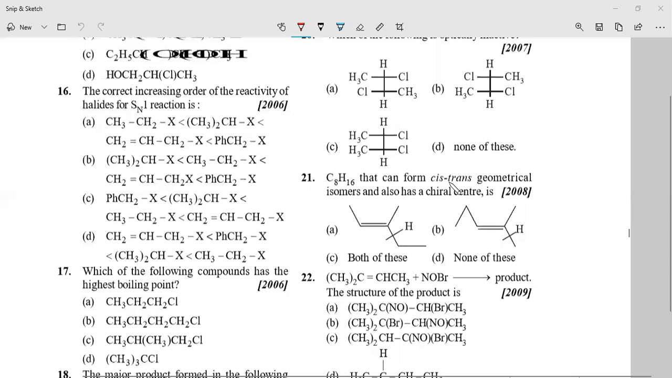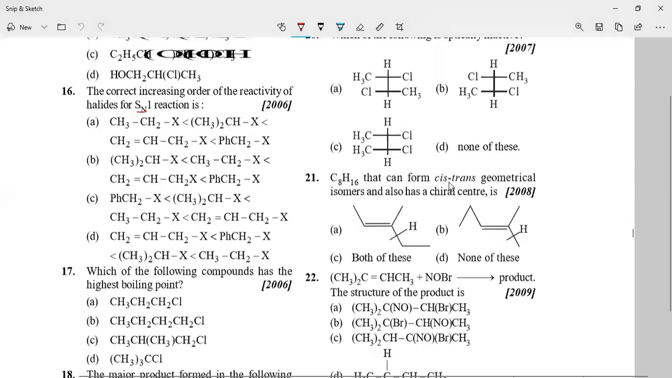Okay, let us go for solving this one. First one: the correct increasing order of reactivity of halides for SN1 reaction. Here they have given four options, with four compounds. Alkyl halides: this is secondary, this one is primary. This is allyl type of alkyl halide, and this is benzyl type of alkyl halide.